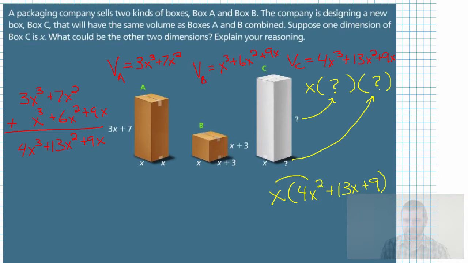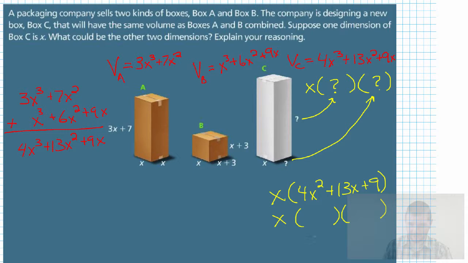4x cubed, good, plus 13x squared, very good, plus 9x, excellent. Now our goal is simply to factor the trinomial left inside of parentheses. And that factored form should leave us with two factors that can represent our other two dimensions for our box C. Like we've seen in the past, the factored x will just hang out outside of the factoring that takes place with the trinomial on the right.